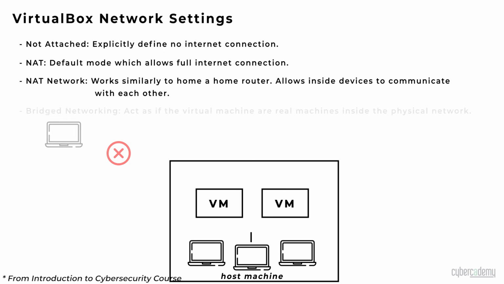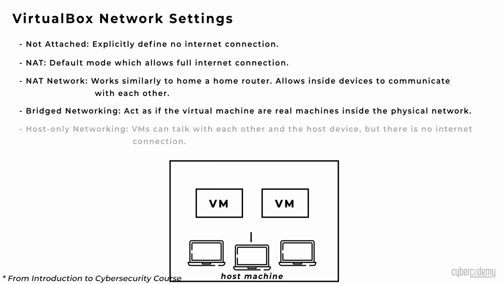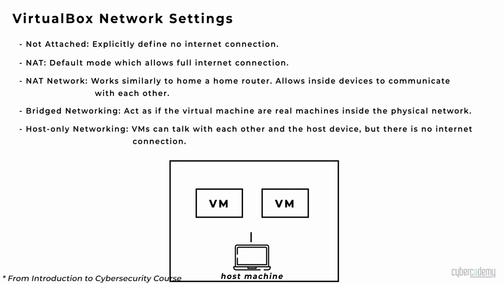Next is bridged networking. This acts as if the virtual machines are real machines inside the physical network, as if it's a real host machine. Often this is used for server environments such as mail, file, or web servers. And finally, there is host-only networking. This is when VMs can talk with each other and the host device, but can't interact with devices on the physical network. So there's no internet connection.